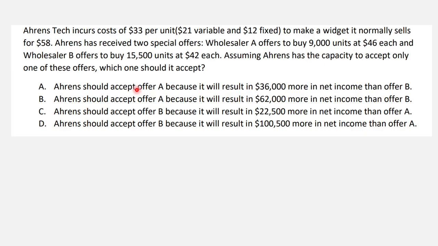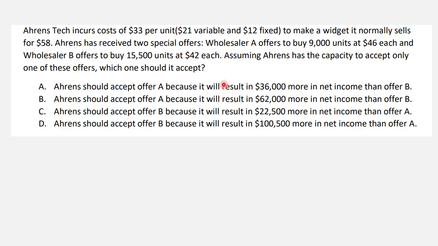Okay, Aaron's Tech incurs cost of $33 per unit, 21 variable, 12 fixed, to make a widget. It normally sells for $58. Aaron's has received two special offers. Offer A is given by Wholesaler A to buy 9,000 units at $46 each. Wholesaler B offers to buy 15,500 units at $42 each. Assuming Aaron's has the capacity to accept only one of these offers, which one should it accept?